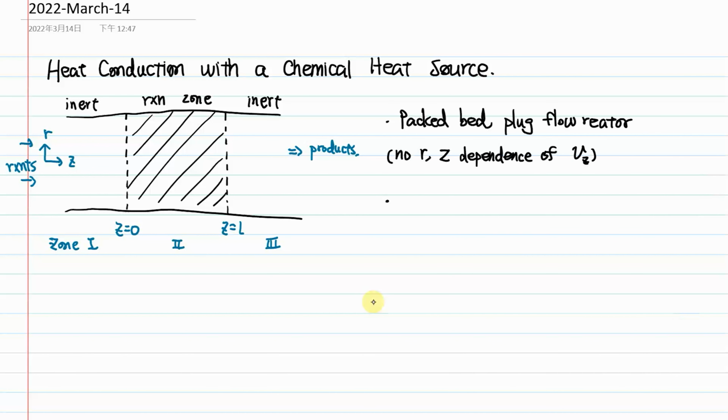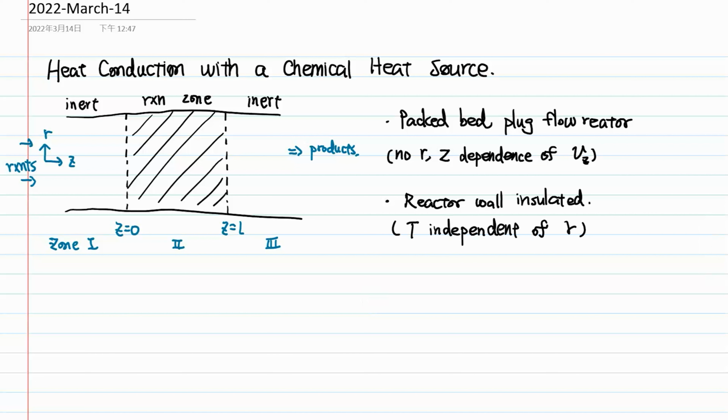And the second assumption is that the reactor wall is well insulated. So, reactor wall insulated. That means that the temperature would be independent of r. So it's not going to change in the radial direction. That makes our life much easier now.